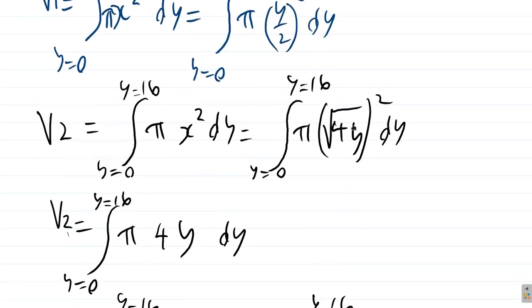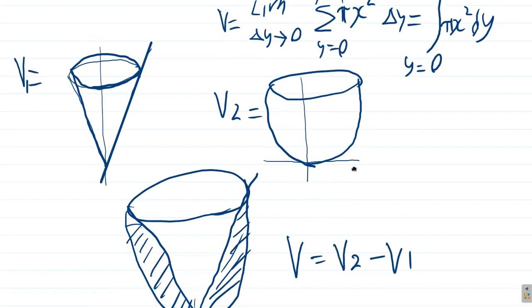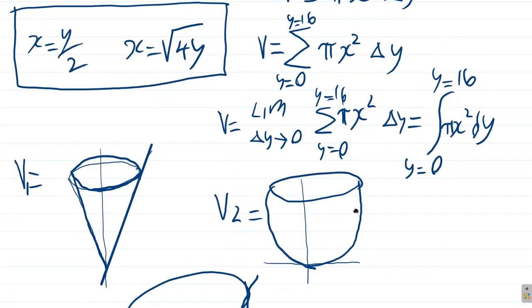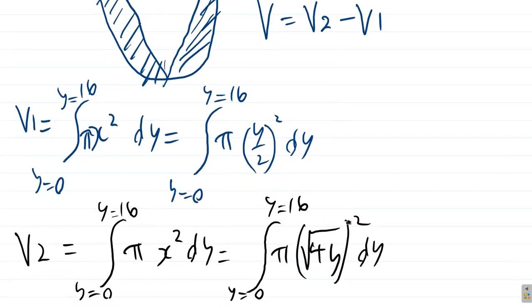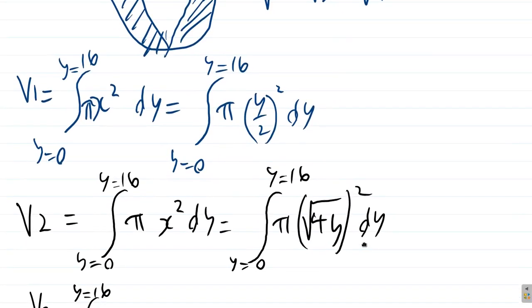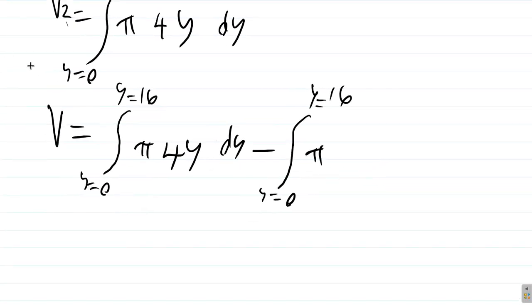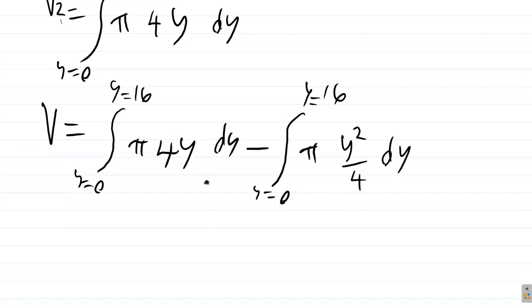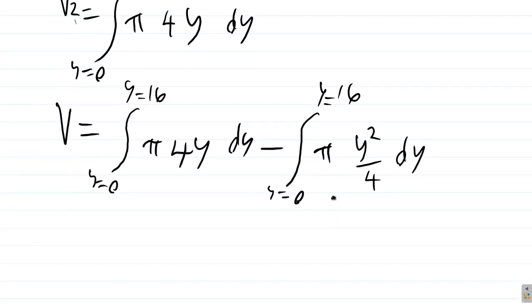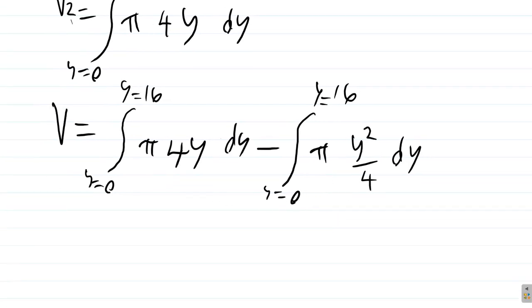Minus, and then pi, y over 2, right, v1, pi y over 2 squared, which is y squared over 4 dy. Okay. Now you could integrate each of them separately. We run out of scrolling space, you know. Yeah, we could integrate each of them separately and subtract. Well, let's do it like this.